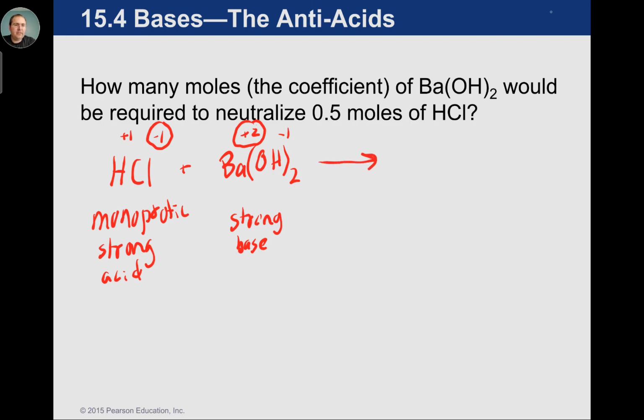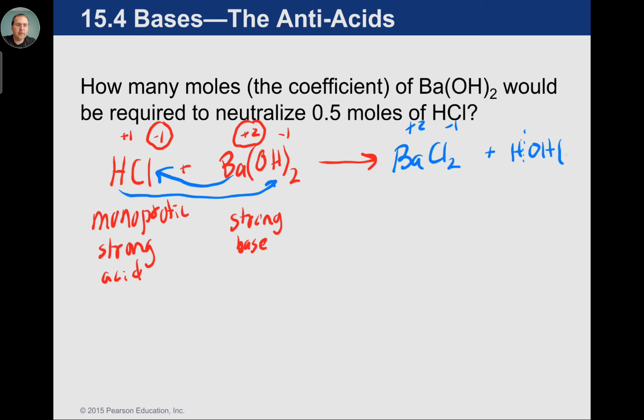So as we mix these together, something unique happens, and what unique happens is H goes with OH, and barium goes with chloride. So we get barium chloride potentially, +2, -1 still. That's why it's double replacement. That's why it's an ionic reaction. And then we get HOH, which is just a fancy formula for water. It's our liquid, and that's why this reaction works.